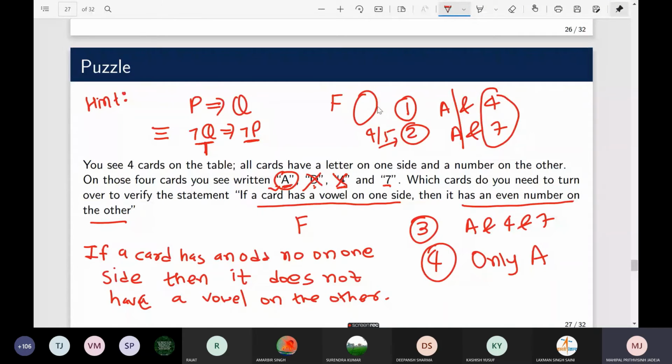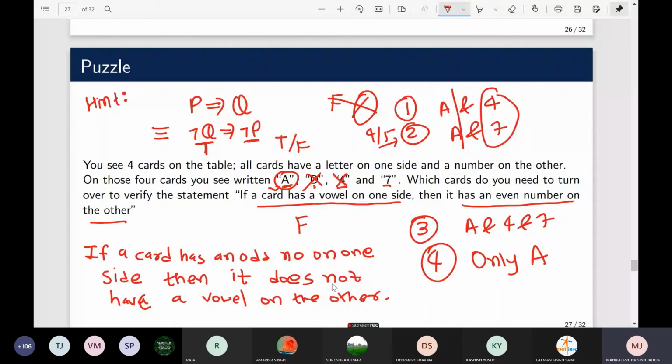But in this particular case, what is the idea? My hypothesis is correct. So now, what will happen if I flip this particular card? Both cases are possible, true and false. If negation P is true, that means if a vowel is not present on the other side, I have verified this statement and it's correct, at least for these 4 instances. But what will happen if it has a vowel on the other side? Then I have shown that this statement is wrong.